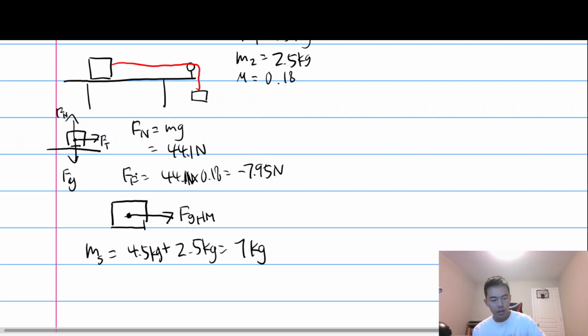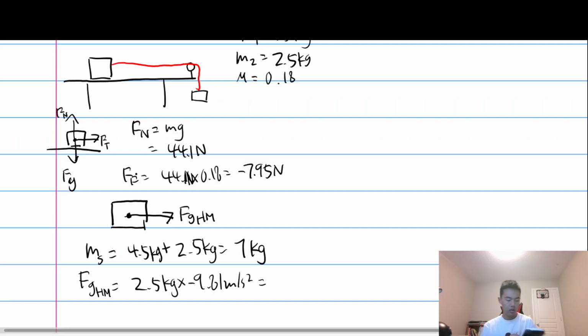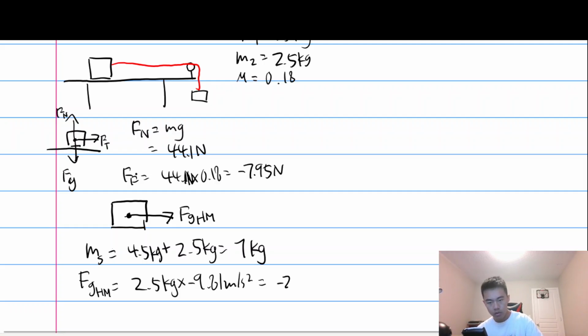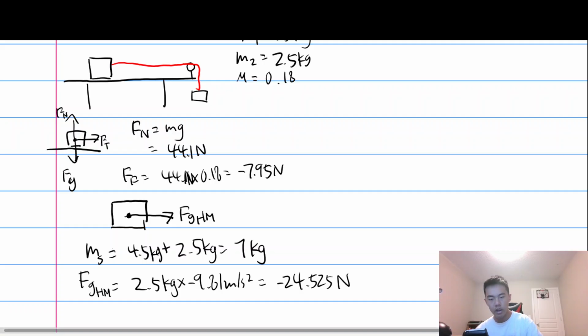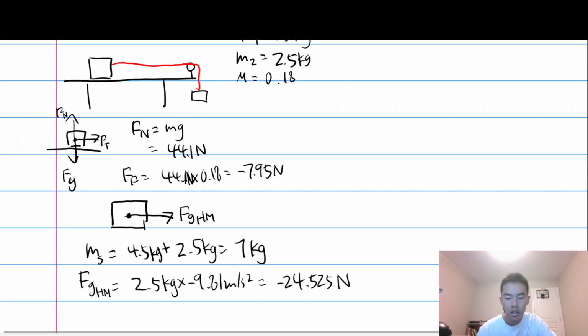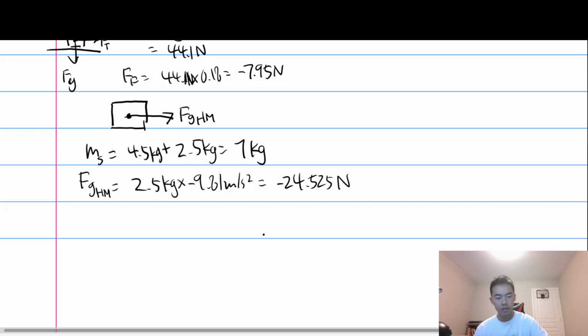And that is hanging mass equal to 2.5 kilograms times 9.81. So equal to negative 24.525. And actually here, just be careful with your unit, like your pluses or minuses. But we know that this is the net force acting on the whole system, 24.525 newtons.